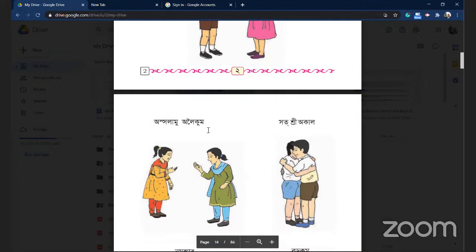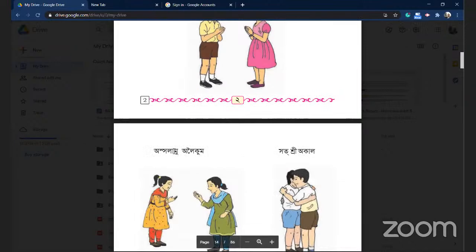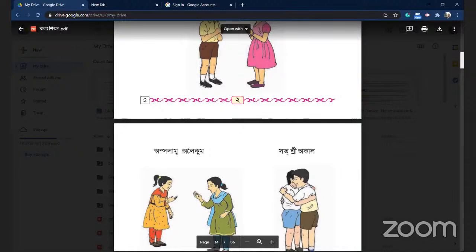Okay, so this one is a Muslim way to greet someone. This is the Hindu way to greet someone, namaste. Next is the Muslim way to greet someone. Who can read this? Mayur, can you read this? Mayur, unmute and read this word. Okay, if you don't unmute right away, that means you are not there. So we lost Arjun. I don't see him. Okay.